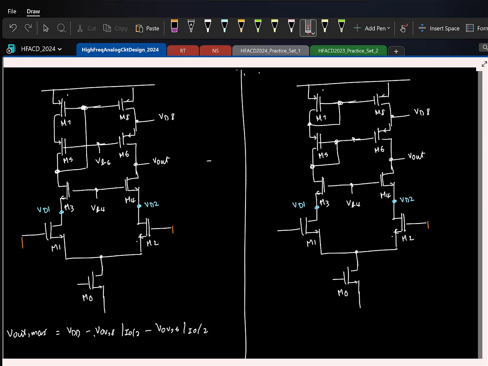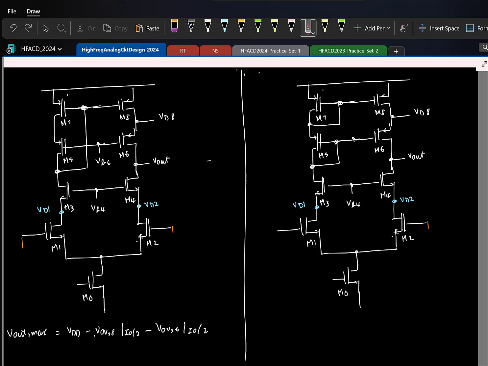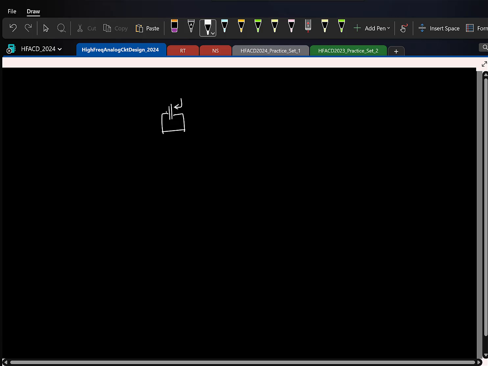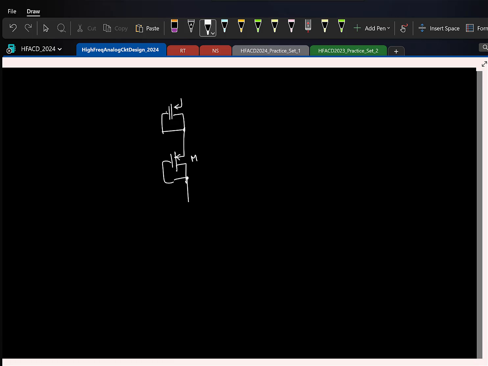And the second thing is the assumption that the impedance looking up is smaller, so that the impedance looking into the source can be approximated as 1 by GM, right? And in fact, maybe I can show it here. Right now I have something like this, two of these things like this. So let's say M5 and M7. What is the resistance looking up here? 1 by?